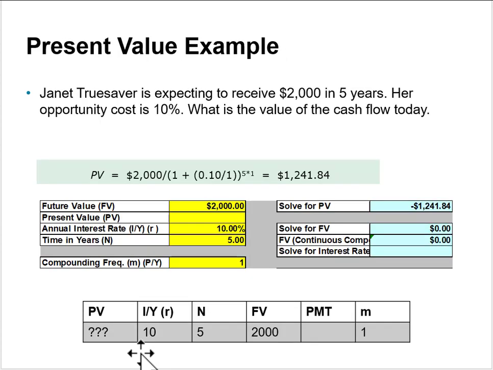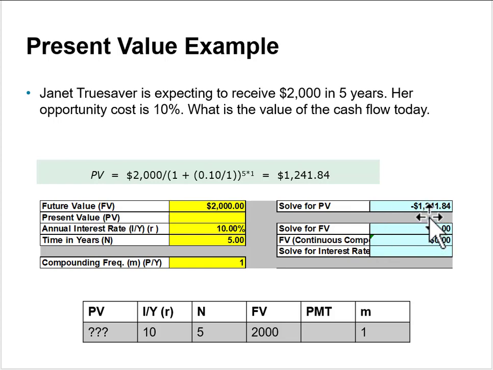So again, you're going to receive $2,000 in 5 years. Your opportunity cost is 10%. What's the value of that in today's money? Future value is 2,000. Notice that the number is positive. This is because you're going to receive the money. Interest rate's 10, time is 5, compounding once.